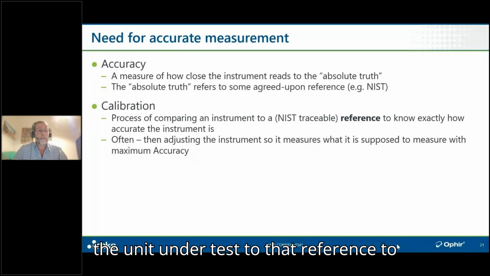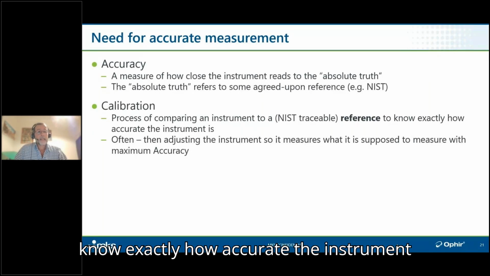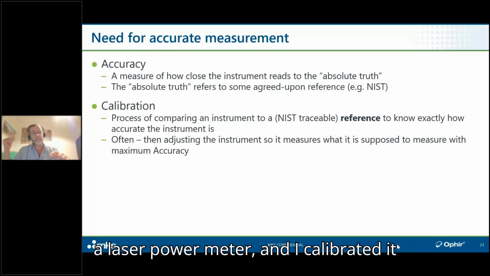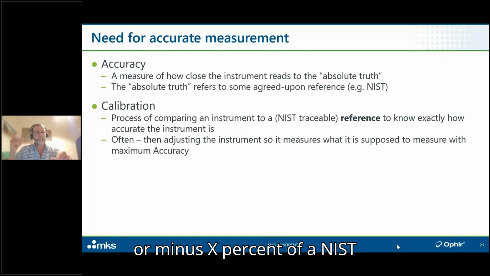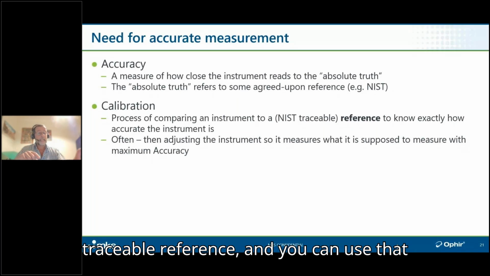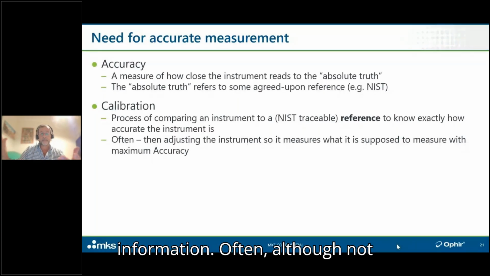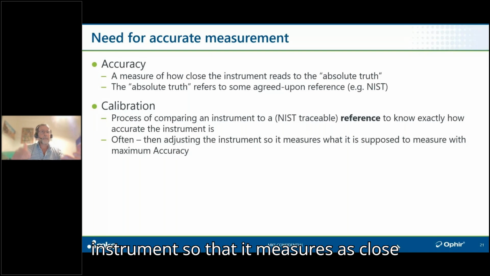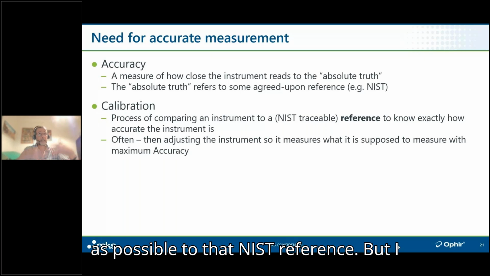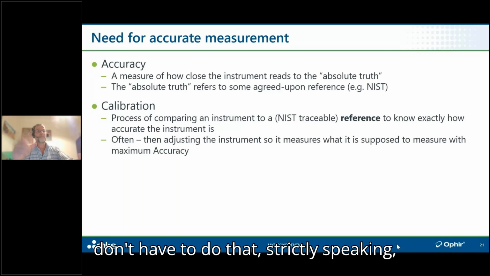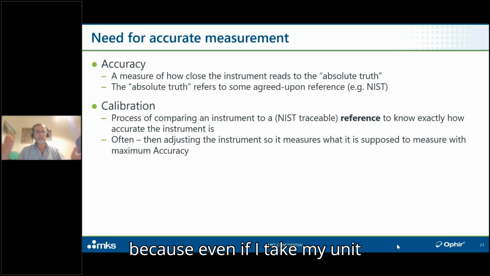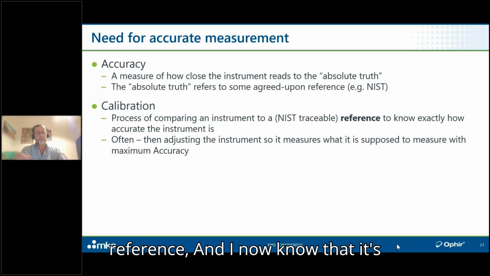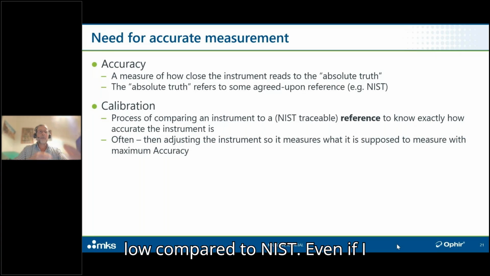Often, although not necessarily, we can then adjust the instrument so that it measures as close as possible to that NIST reference. But I don't have to do that, strictly speaking, because even if I take my unit under test and compare it to a NIST reference, and I now know that it's exactly 16.5% low compared to NIST, even if I leave it like that, if I tell you this is precisely 16.5% low compared to NIST, you can work with that because you know exactly how accurate it is. Usually, manufacturers of measurement instruments will also include the adjustment as part of the calibration.